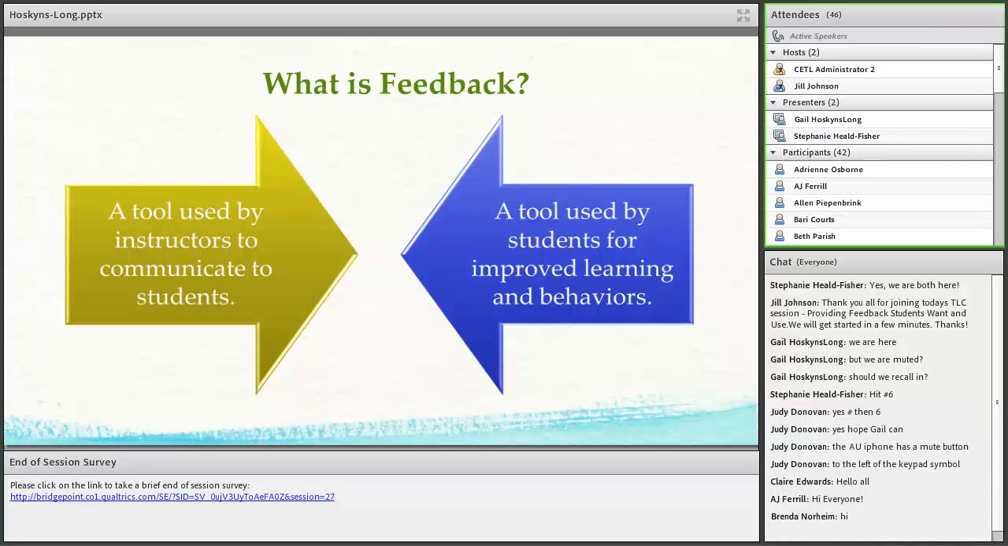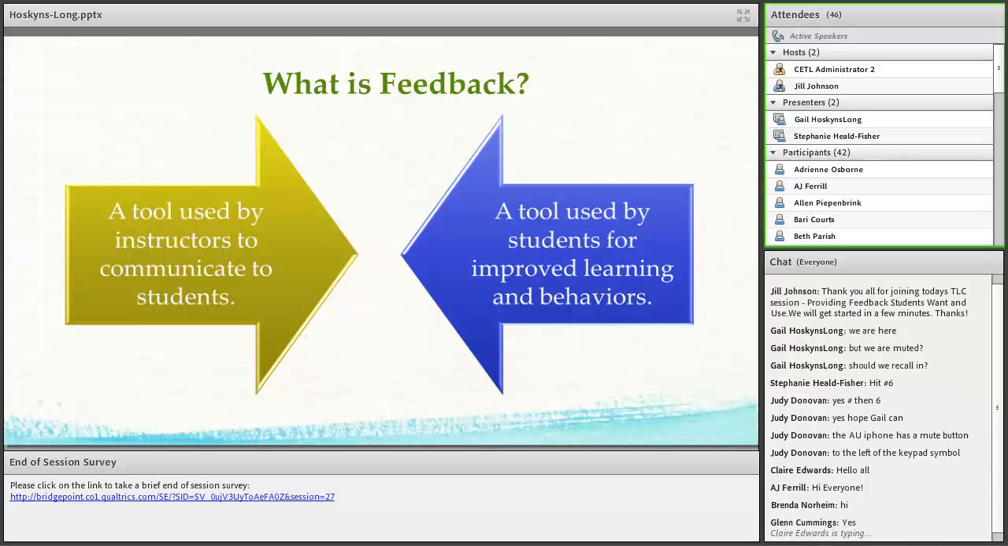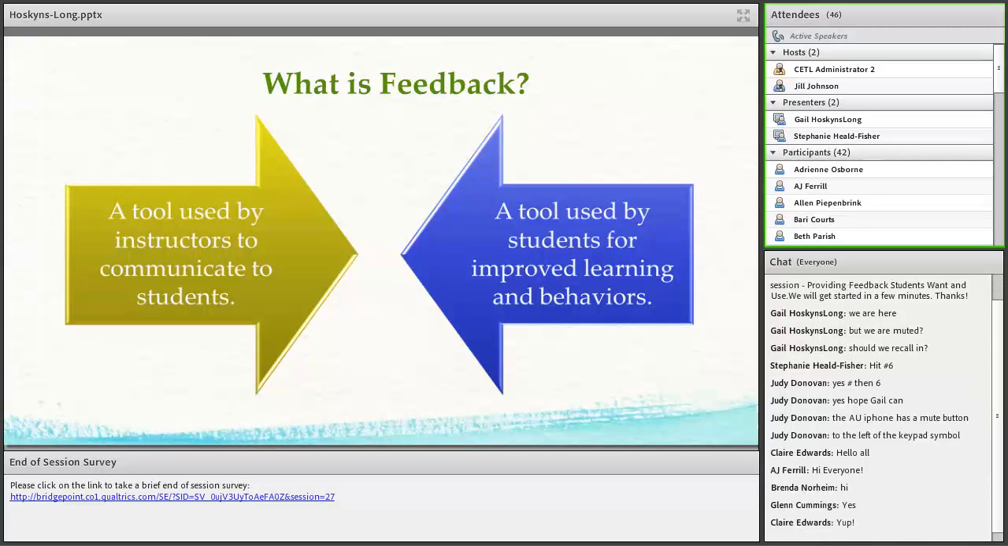Any of this sound familiar to those of you in the audience? I'd be willing to bet it does. While feedback can be used along with assessments, we want to make sure that we're not confusing it as being the same thing. Assessments evaluate knowledge without any qualitative comments, whereas feedback is a tool for improved learning and/or changing behaviors by using qualitative comments.